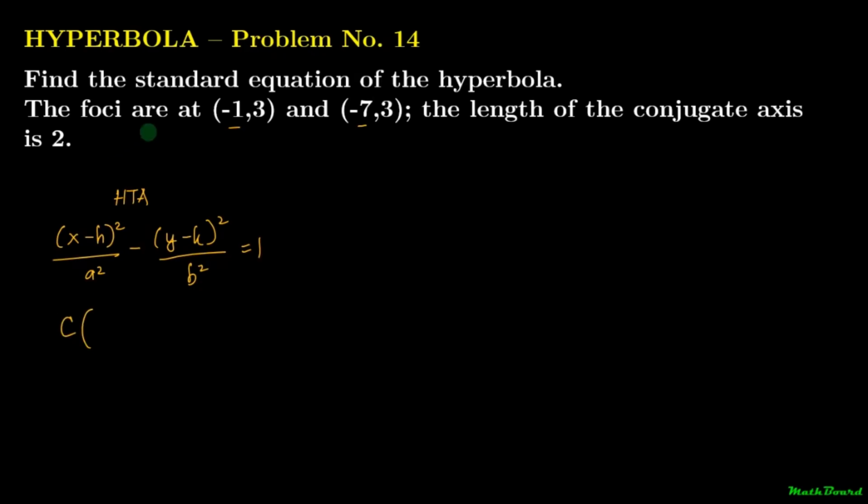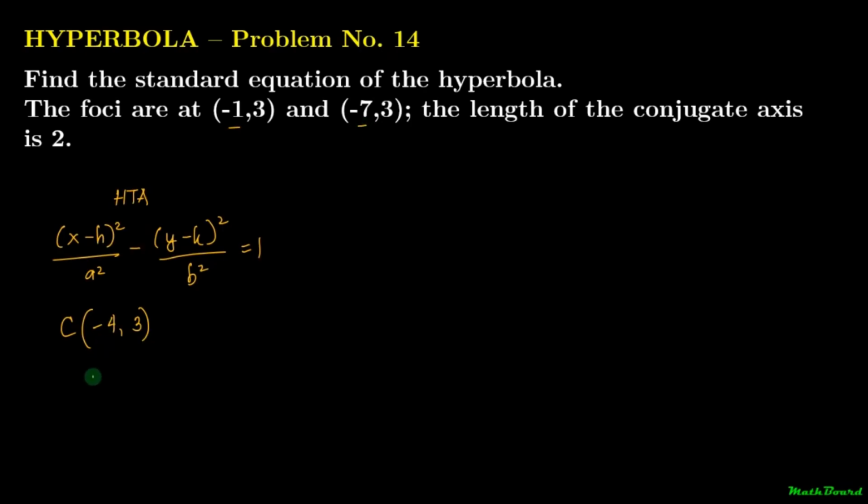So, ang center ay yung midpoint ng foci. So, i-add lang natin, negative 1 plus negative 7, negative 8. Divided by 2, that's negative 4. Then, common naman yung 3, so we just copy. Okay, so negative 1 plus negative 7, negative 8, divide 2, negative 4.